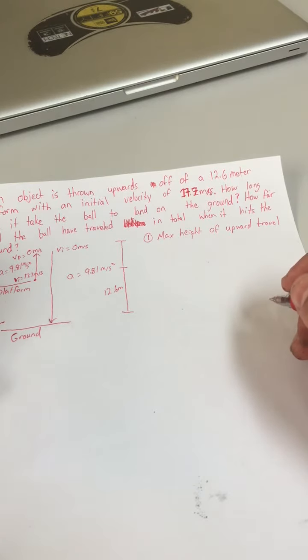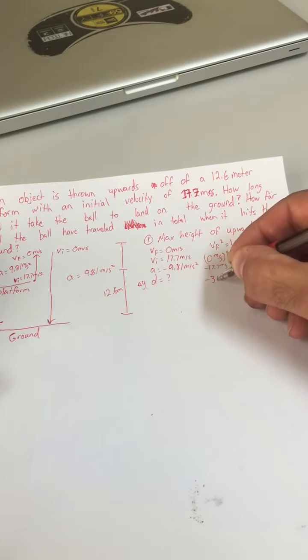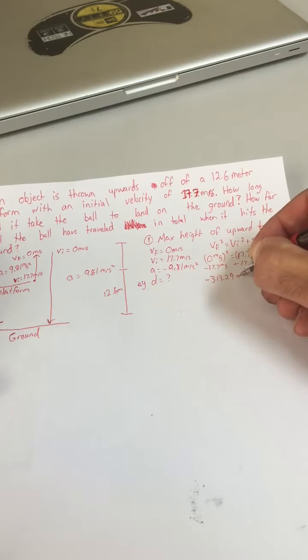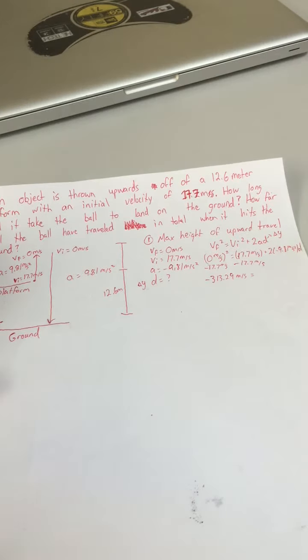So if we do this, we end up with negative 313.29 meters per second is equal to negative 19.62 D, and this will give us 15.967 meters equal to the distance. So what we just found here is the distance that the ball is going to travel upwards.